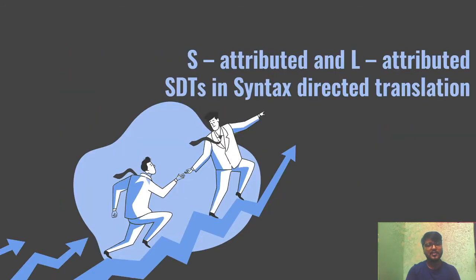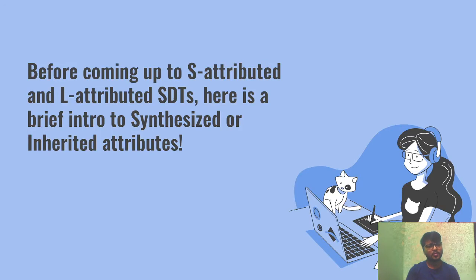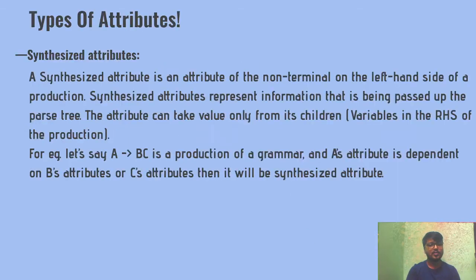Now let us see what S attribute and L attribute are in syntax directed translation. Before coming to these two topics, let us have a brief intro to synthesized and inherited attributes. Basically there are two types of attributes. The first one is the synthesized attribute. A synthesized attribute is an attribute of a non-terminal on the left hand side of a production. Synthesized attributes represent information that is being passed up the parse tree.